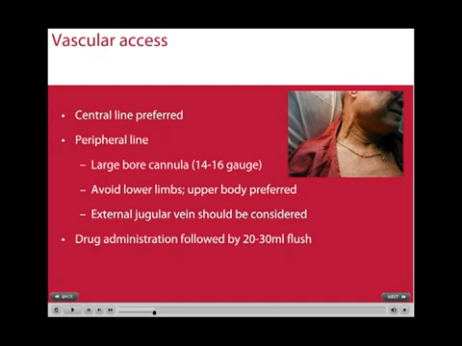The external jugular vein should also be considered. Ideally, a central line is what is required. However, in an arrest situation, it is not that easy to put those in. Whatever drug is given via intravenous access, it should be followed by a 30 ml flush of normal saline to ensure that it is well distributed.